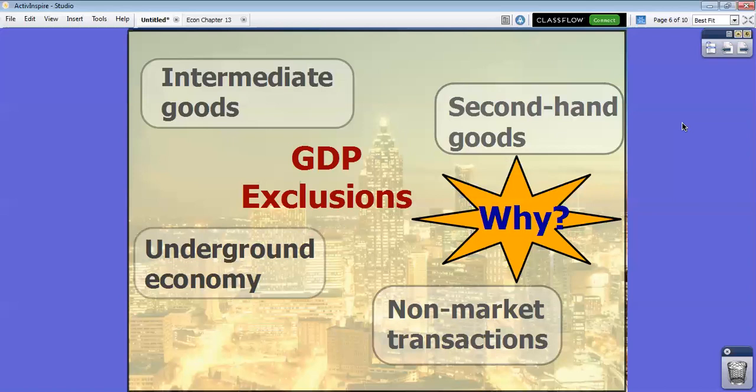Underground economy is another exclusion. Underground economy means it would be activity or sales that would be illegal. If it is illegal, it is not officially counted in our economy.